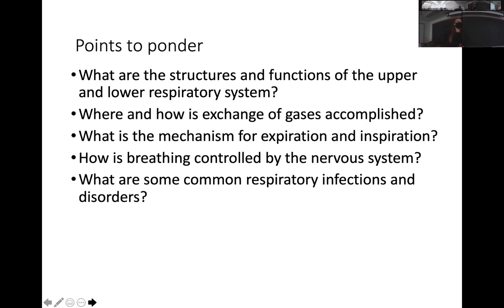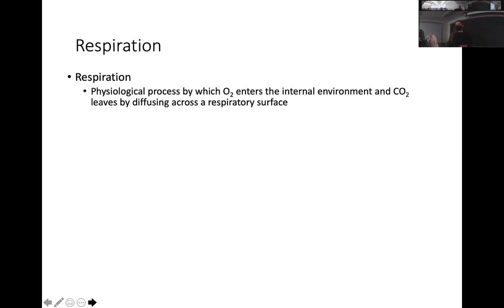Your nervous system is how you react to stimuli, whether that be something that was sharp, scary, soft, comforting, all those different things that your nervous system reacts to. It works with your respiratory system to help evolve and make sure that you are maintaining equilibrium as best as possible. And we're going to talk about some common infections and disorders of the respiratory system. Okay. So the respiration system is the process by which oxygen enters your internal environment, enters your body, and carbon dioxide leaves your body by diffusing across the respiratory surface.